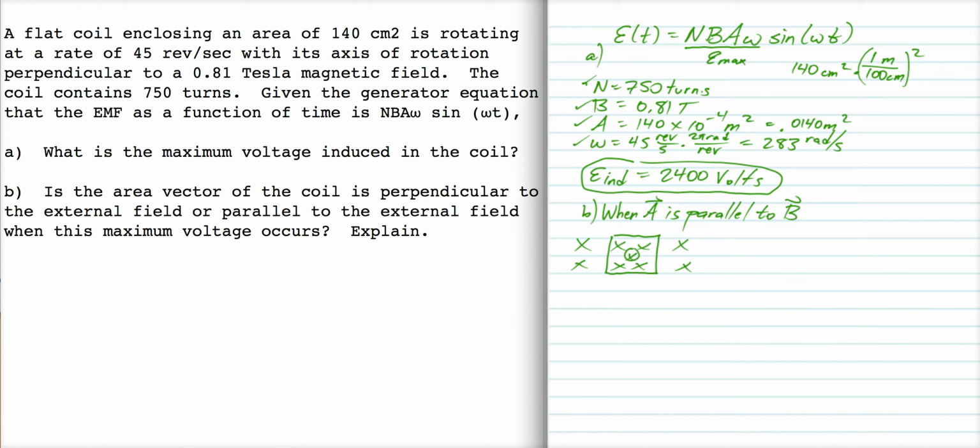Okay, so at that time, phi b is at its maximum possible value, right? It has a maximum and minimum. Phi b is NBA cosine omega t. Okay, and at that time, omega t is equal to 0, so phi sub b is at its maximum value. And it's not changing quickly.